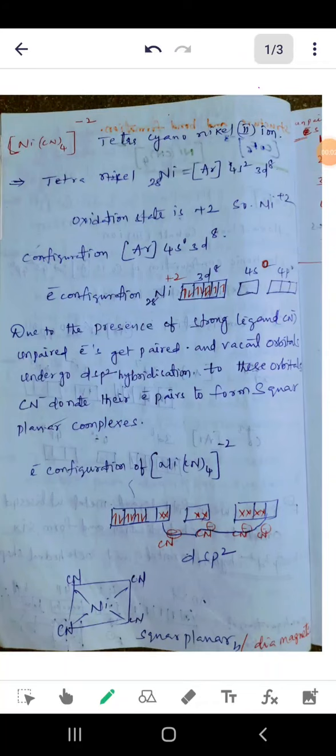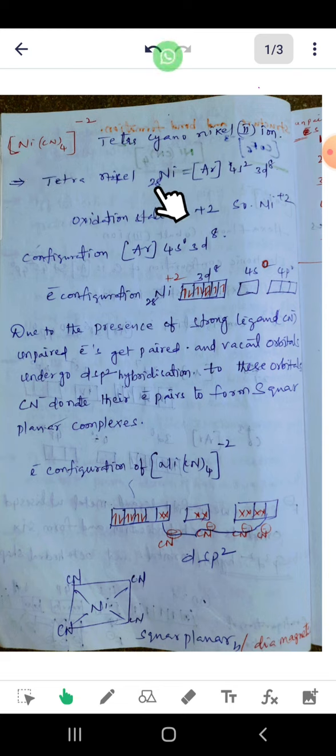This is the application of VBT theory. According to VBT theory, we can determine the hybridization, structure, and magnetic property of a given complex. Here the tetracyanonickel(II) ion is given. So according to this, what is the central atom?